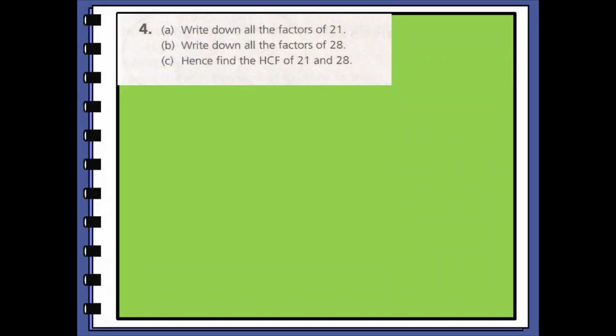And now let's check out number 4. Write down all the factors of 21. Factors of 21, these are numbers which can enter 21. So we know that 1 can go there times what? Times 21 itself. So these two are factors, both of them.